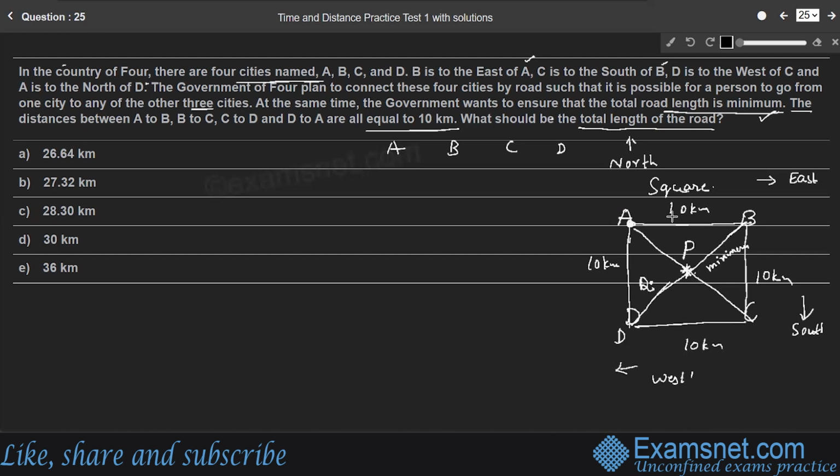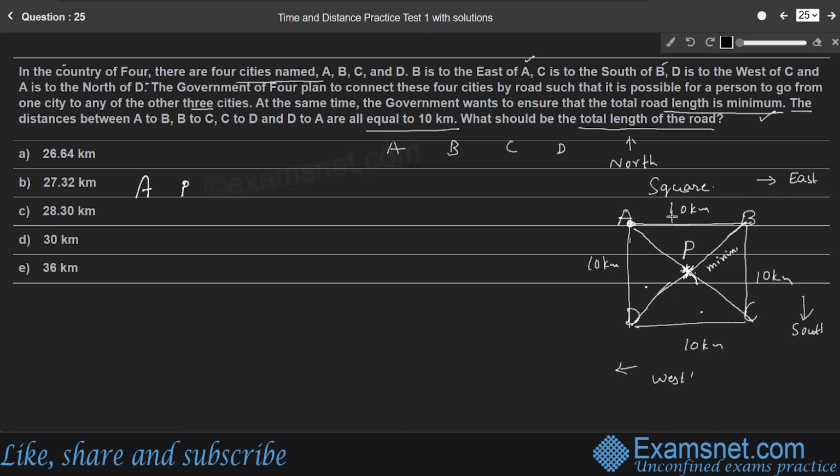But Q to other cities, the distances will be maximum, so that the total length becomes maximum. So you cannot consider some other place somewhere here, point Q, anywhere inside the square. You cannot consider those places, only point P. So P is the point at which the two diagonals bisect each other, right?